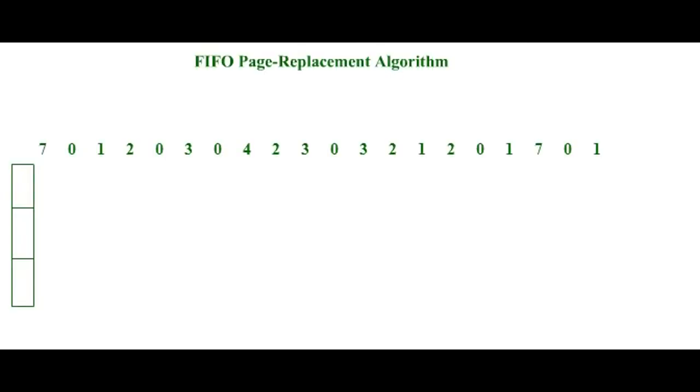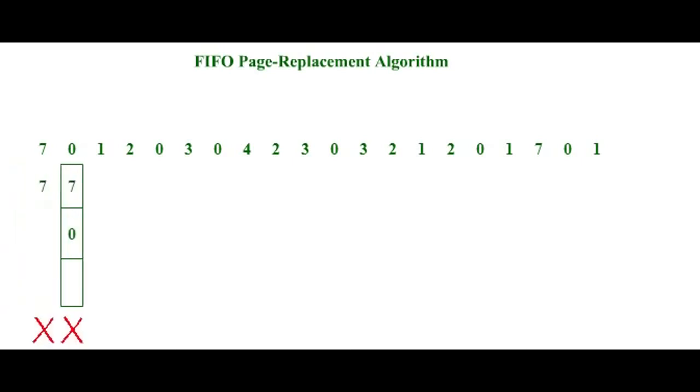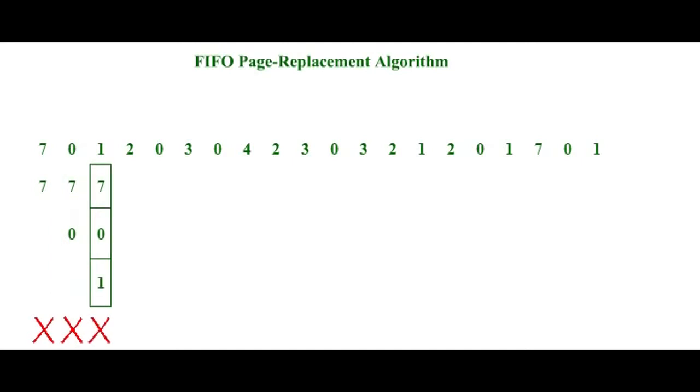Now we will see the FIFO page replacement algorithm implementation for the following reference string. First, the memory is empty, so when 7 comes, there occurs a page fault. Now when 0 comes, again a page fault occurs. Similarly for 1. Now when 2 comes, there occurs a page fault and it replaces 7.